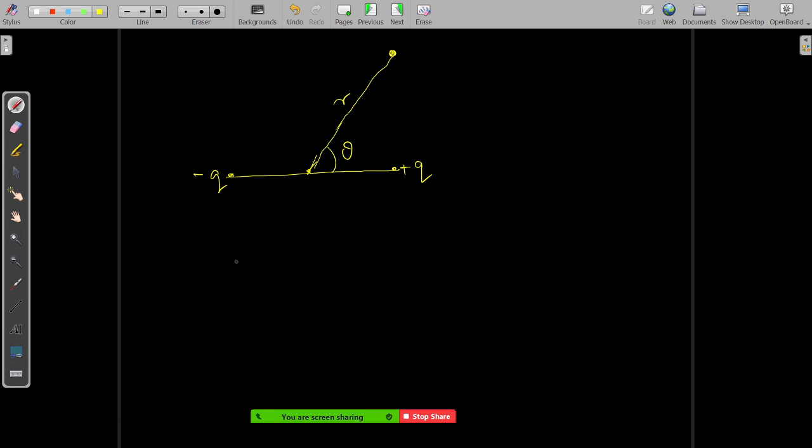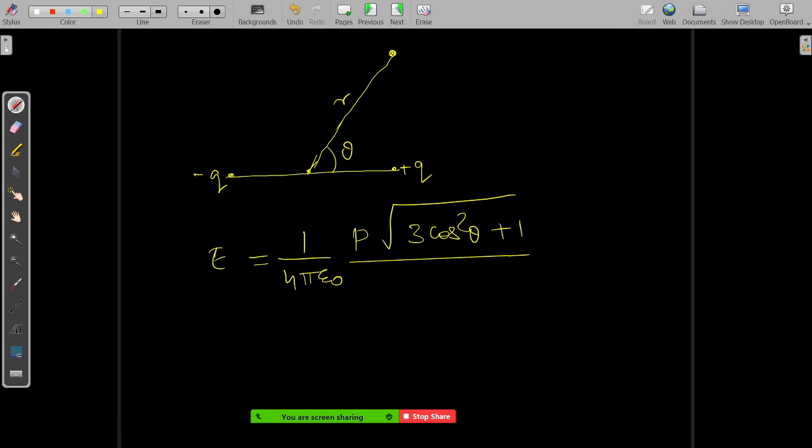So the electric field will be basically given as 1 by 4 pi epsilon naught, p under root of 3 cos square theta plus 1, divided by r cube.